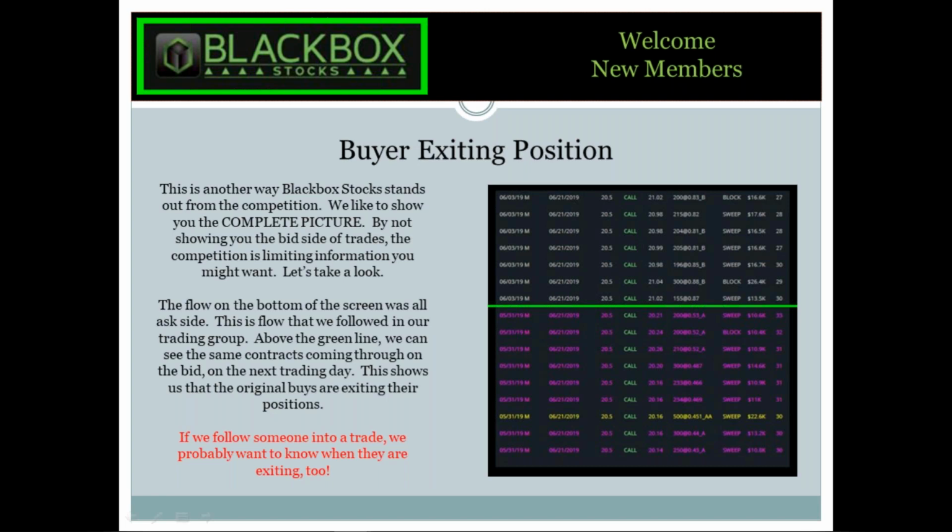Now, that doesn't mean we have to close our position, but if we followed them in and they're pulling their money out, it's a good indication for us to look at something and say, maybe I want to pull my money out too. If you look at this graphic, these started at 43 and 44 cents. They closed them at 88 cents. So over the weekend, they made 100% gain on that trade. Is that a good reason to pull your money out of the trade?